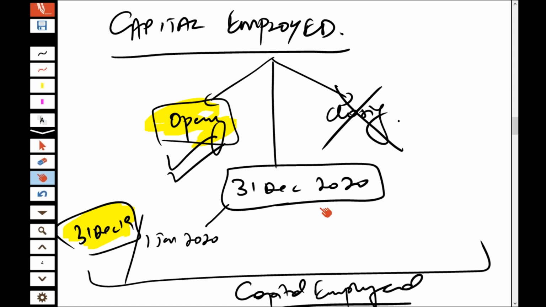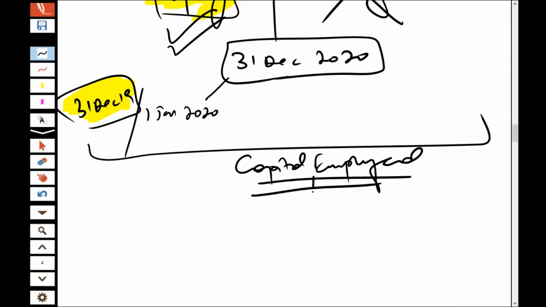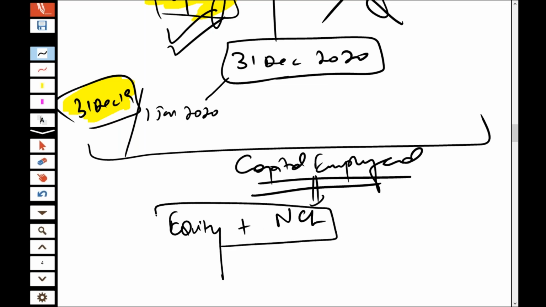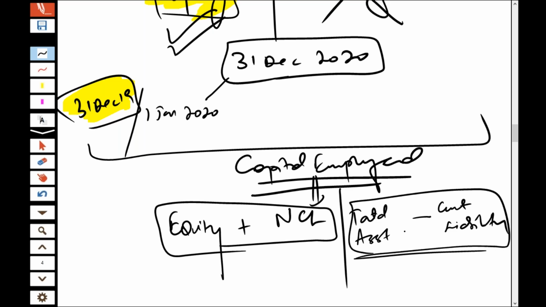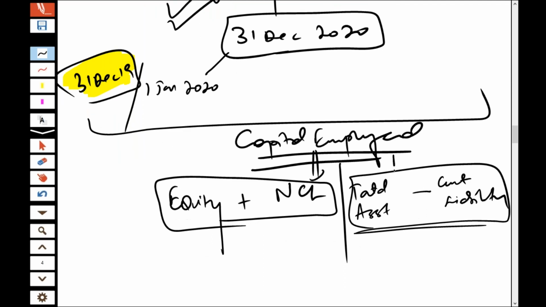Now, first of all, let's try to understand how we calculate the capital employed. One formula for the capital employed is equity plus non-current liability. The other way of calculating the capital employed is total assets minus current liability. So these are the two methods of establishing the capital employed: equity plus non-current liability, and total assets less current liability.